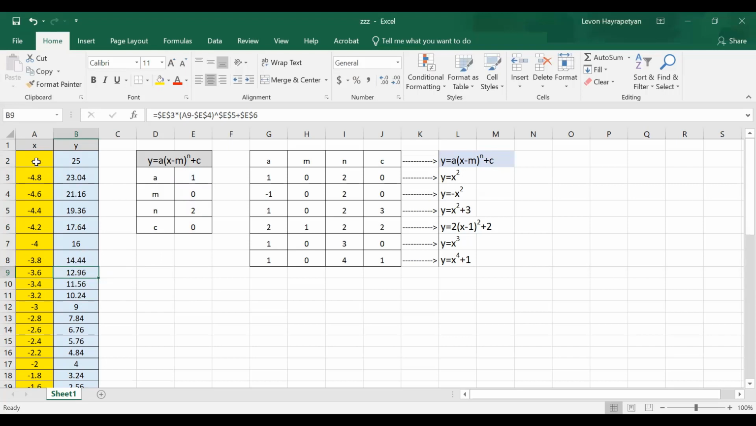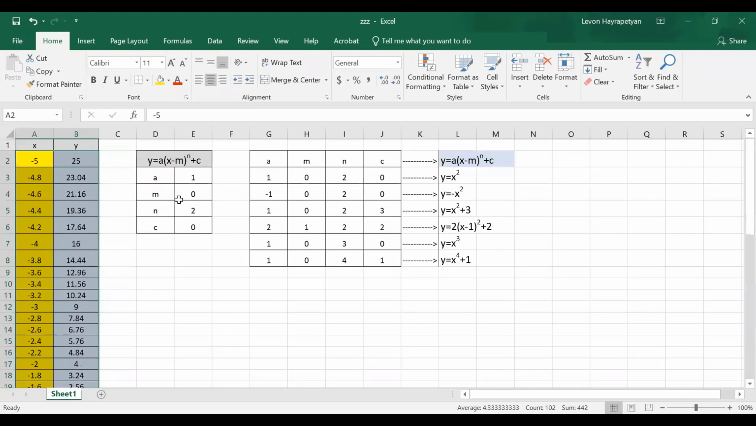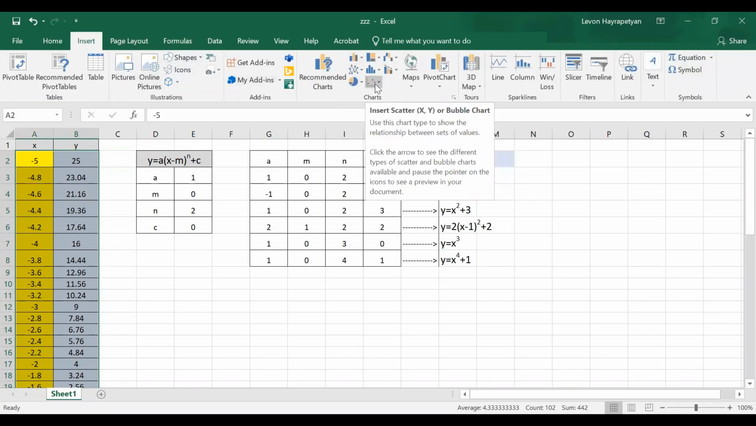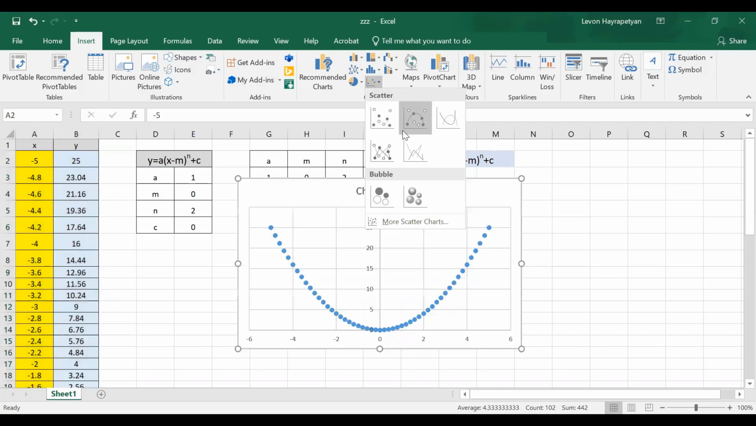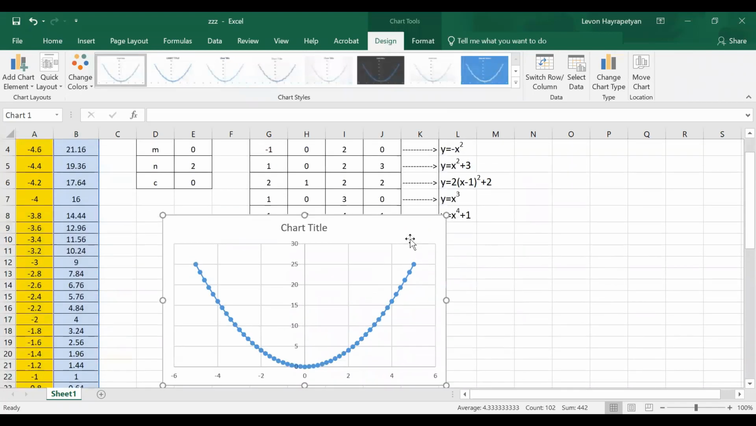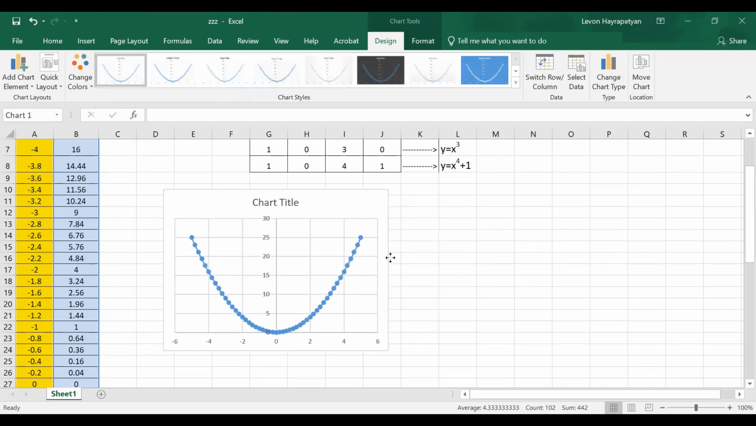Now, when we have the values of X and the corresponding values of Y, we can sketch the graph. In order to do that, we'll select this entire range of X's and Y's. Then we will go to Insert tab, and in the chart menu, we'll select Scatter Chart. And we'll select, for example, let me just slightly format this so it will look nicer.